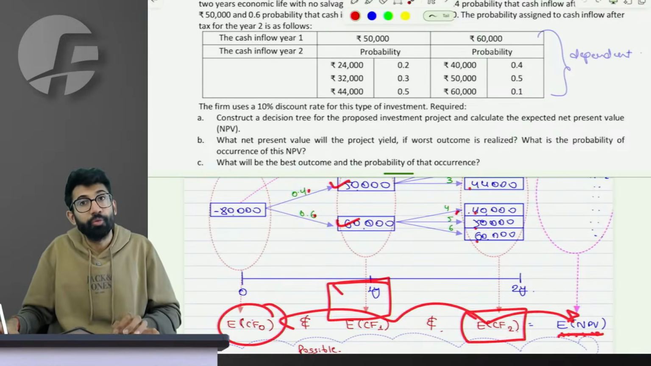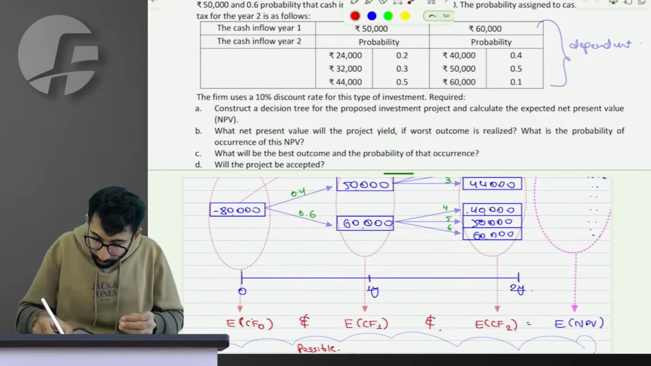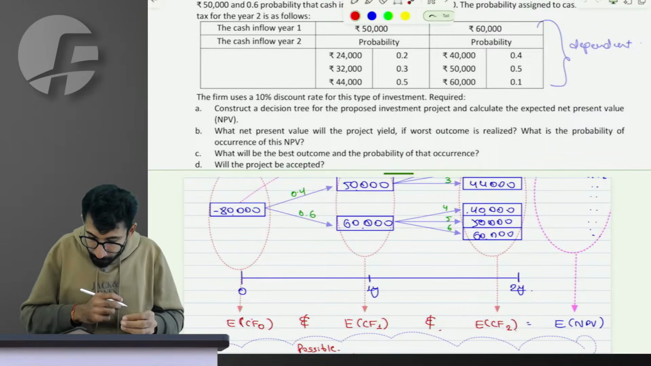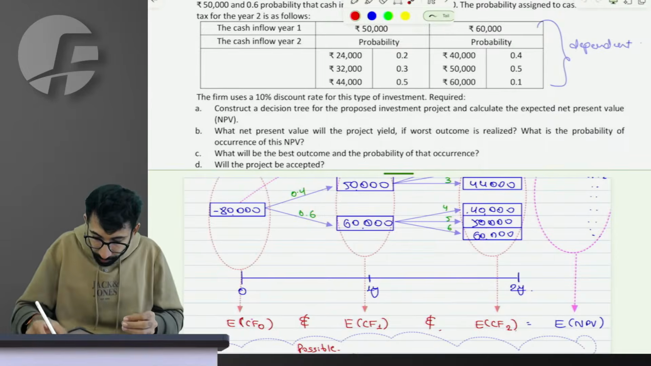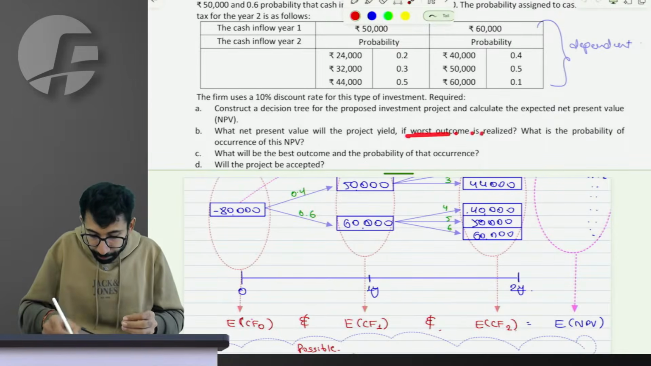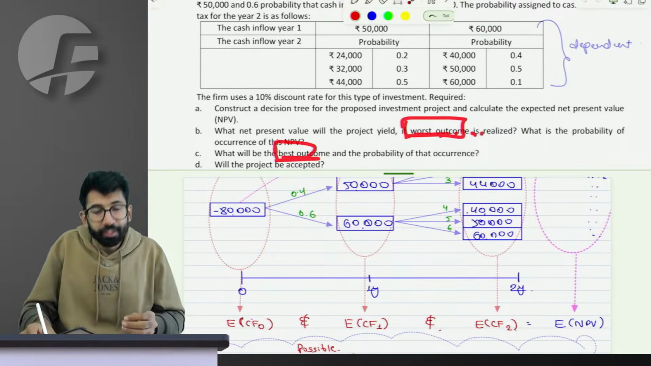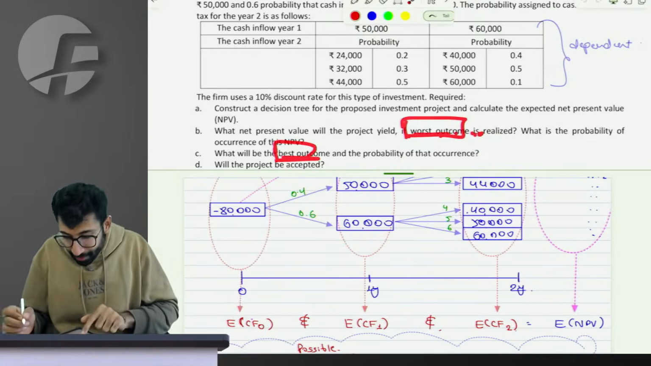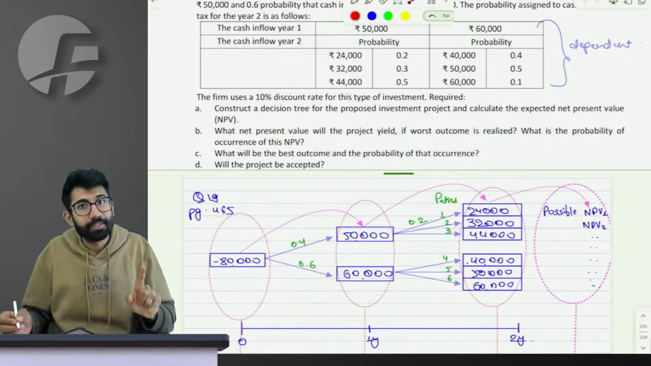The answer is no. Why? Because again it talks about the worst case and the best case probability, which means you should have the NPV of individual case.